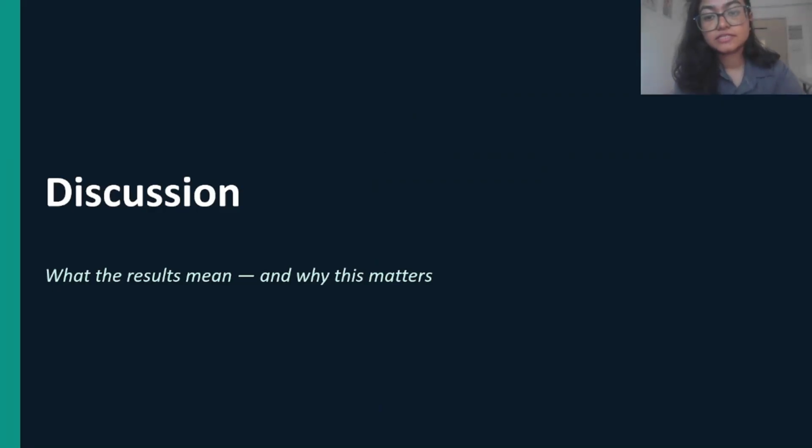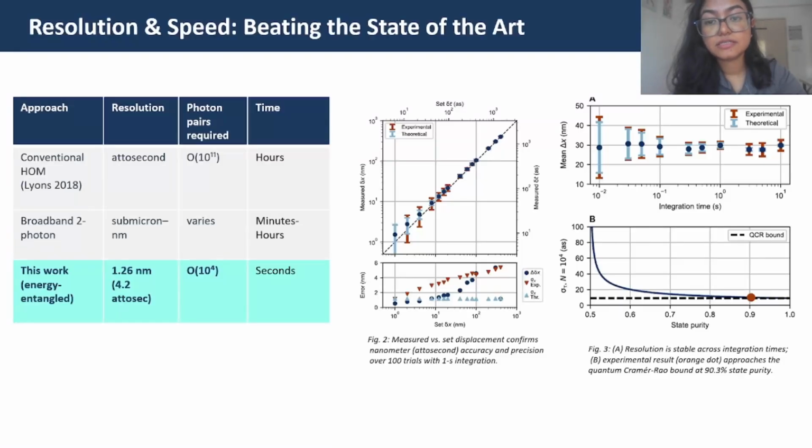Now that we have discussed how the apparatus works, let's turn to the results and what they mean. The discussion section of the paper is where the authors place their results in the broader context of quantum metrology and highlight the genuine advantages of the energy entanglement approach. The comparison table on the slide captures the central achievement of the paper. Let me walk you through it.